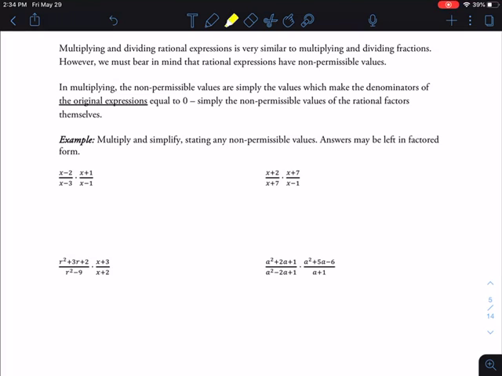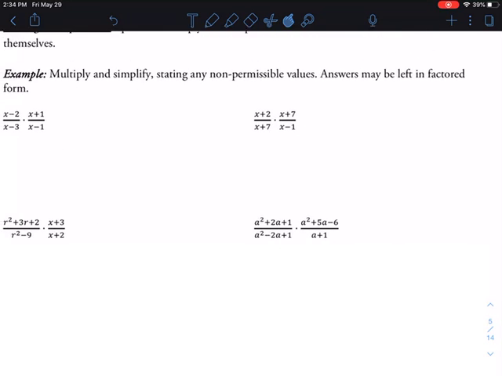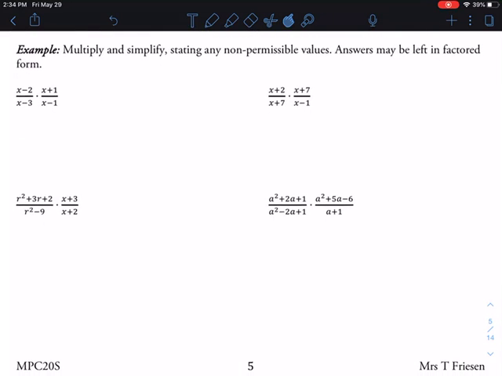Okay, so in this question, it's just asking us to multiply and simplify, stating all NPVs, and you may leave your answers in factored form. This is very important, okay? This is going to be true for all the work that we do. You can always leave your answers in factored form.